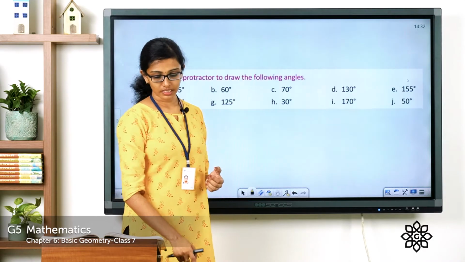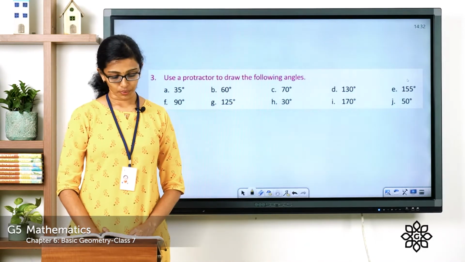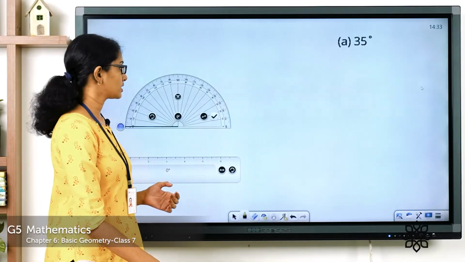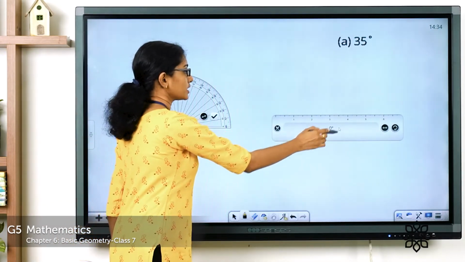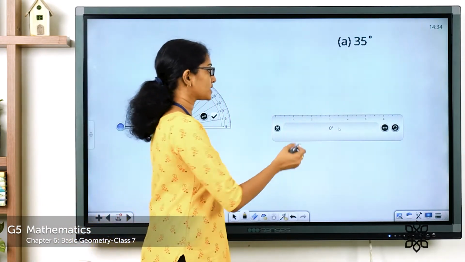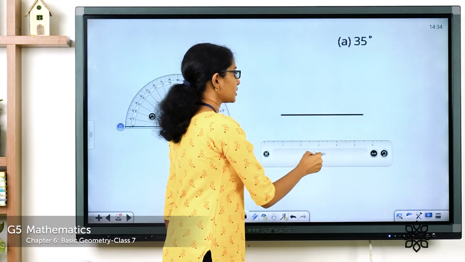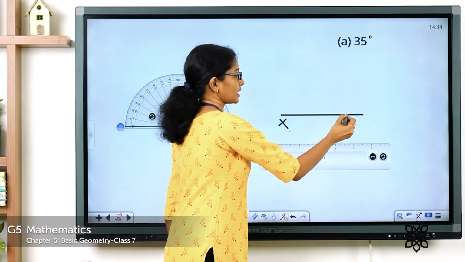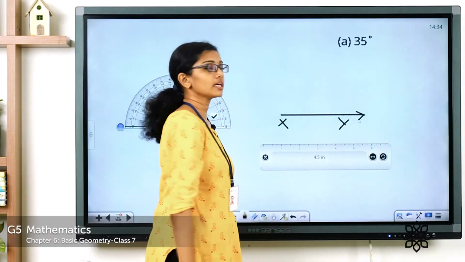Now the next question, question number 3. Use a protractor to draw the following angles. What are the steps involved? First you have to draw the lower arm of the required angle. So place the ruler properly and draw a line. Then you have to mark the starting point. Let this be X and mark another point. Let it be Y and you have to draw the arrow.